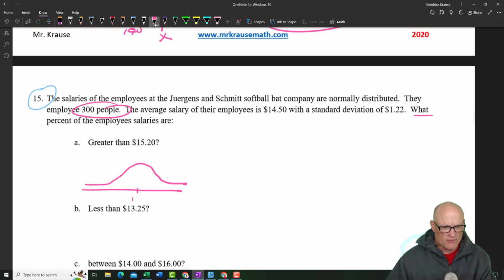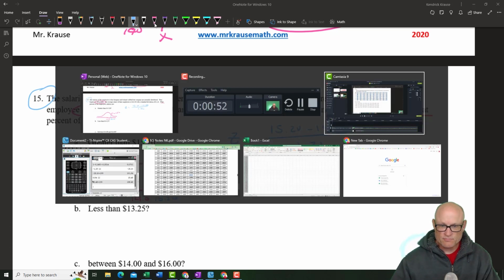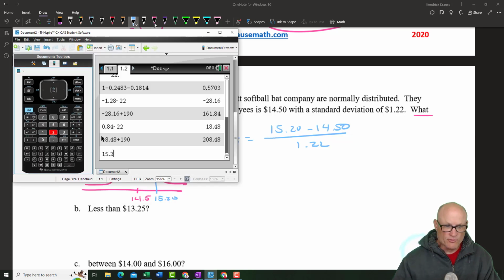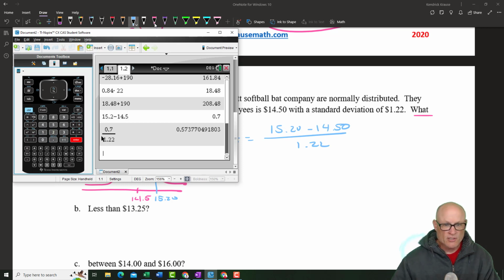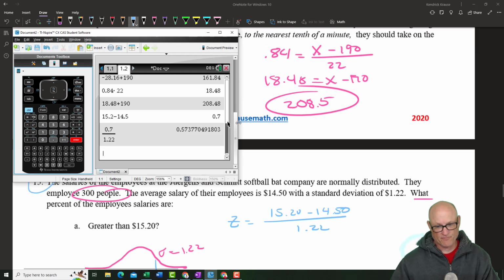So the average is 1450, and the standard deviation is 122. Now 1520 would be on the right, so I should end up with a z-score that's positive. So z equals 1520 minus 1450 all over 122. That's 15.2 minus 14.5 divided by 1.22. So I get a z-score of 0.57.